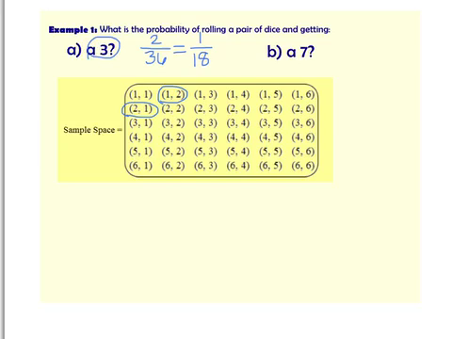Part B is the probability of rolling a 7. A 7 is actually the most probable number to roll when you roll 2 dice because there's so many ways of getting a 7. A 1 and a 6, a 2 and a 5, a 3 and a 4. And then all of those possibilities. So there's 6 ways out of a total 36. So the probability of rolling that is 1/6, which is much better than 1/18 for rolling a 3.